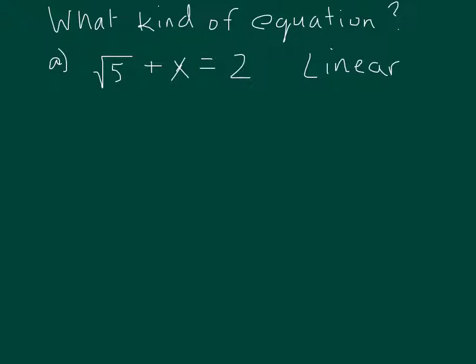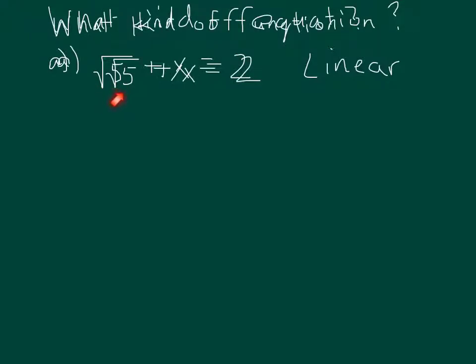A lot of people would look at that square root of 5 and say, this is a radical equation. But remember, to be a radical equation, you have to have a variable inside the radical. And there is no variable inside that radical 5. So there's an x, and the x is to the first power. That's why we classify this as linear.